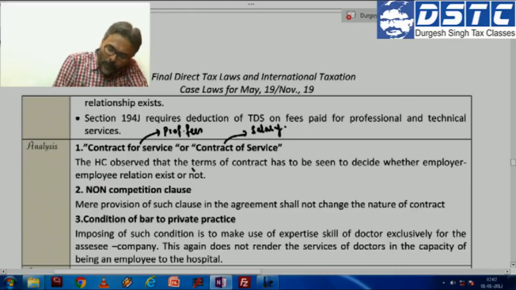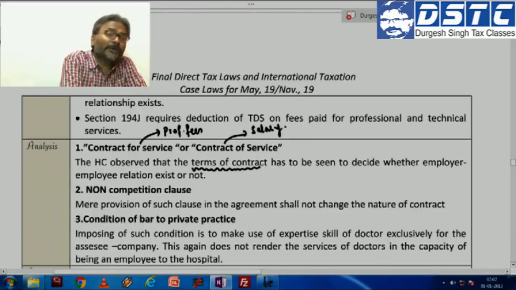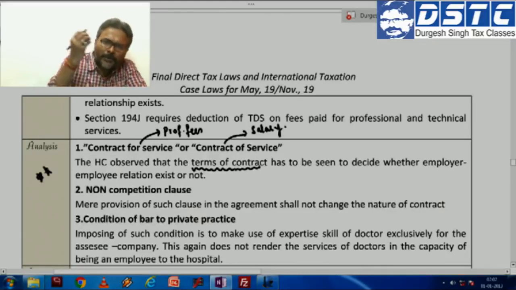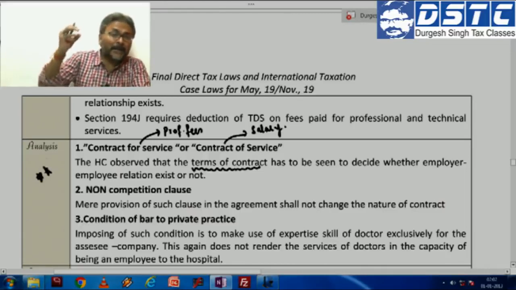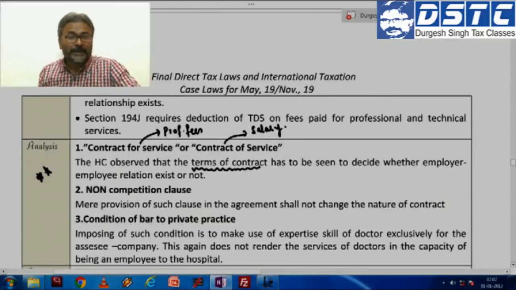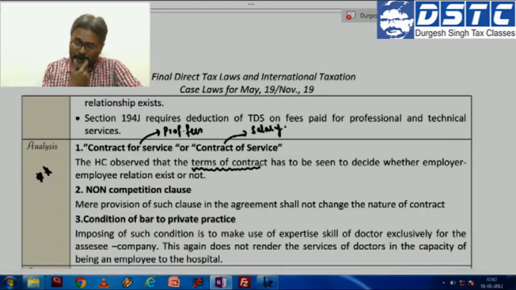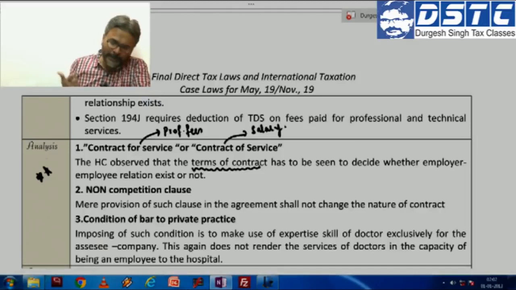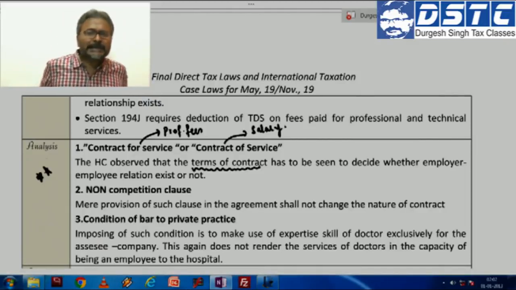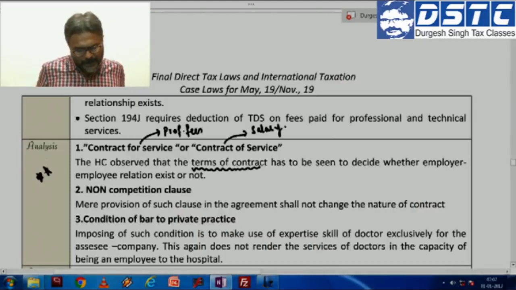So what the High Court said, the terms of the contract. Here, students, the analysis is also important, because the court has picked up the facts, the terms of the contract, to finally conclude its judgment. So accordingly, what they have to say is that the terms of the contract have to be seen to decide whether the employer-employee relationship exists or not.